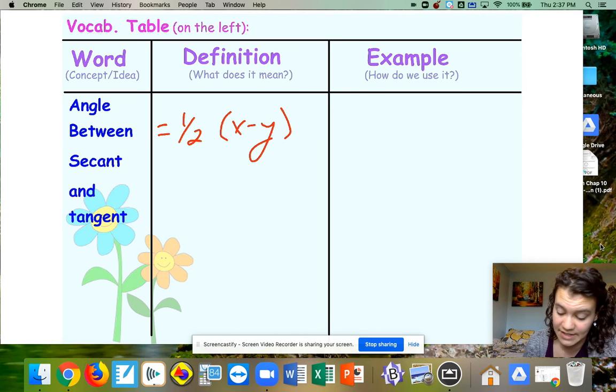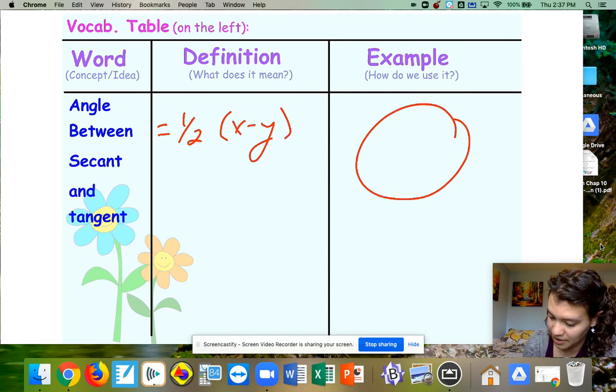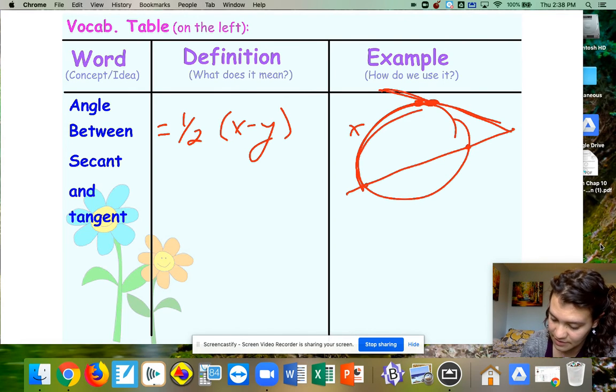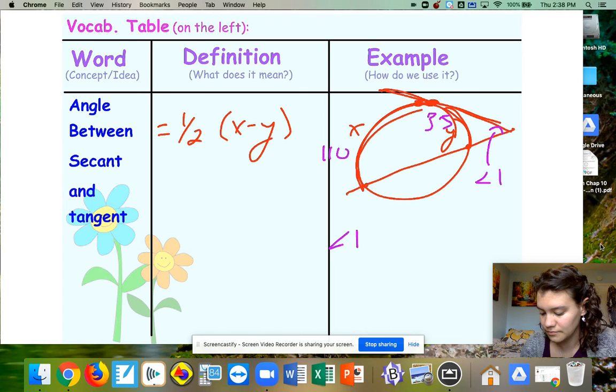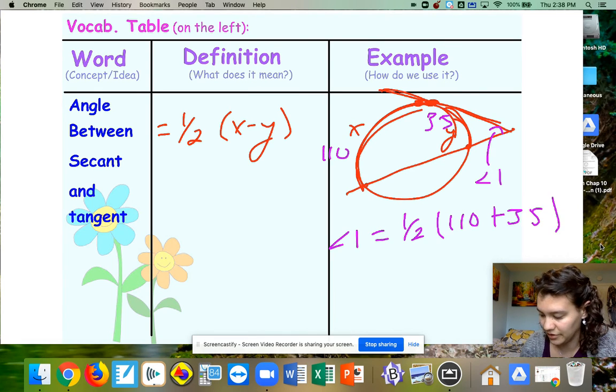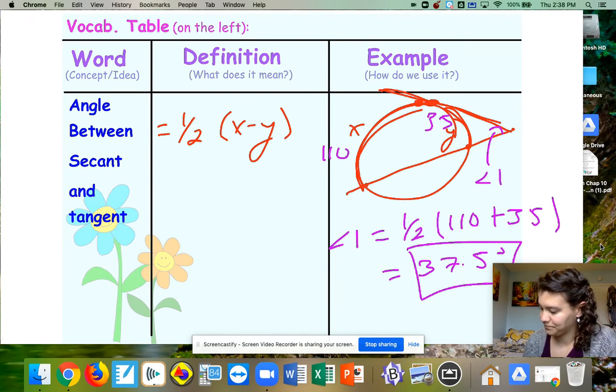So this is between a secant and a tangent. If we draw the circle and draw the tangent here, touching just this one spot, and then a secant touching 2 spots, the bigger arc is going to be the x, the smaller arc is going to be the y. Adding some numbers, we'll have 110 and 35, and then you're looking for this right here. You're going to do 1/2 of 110 minus 35, and you'll get the decimal of 37.5 when you plug that in.